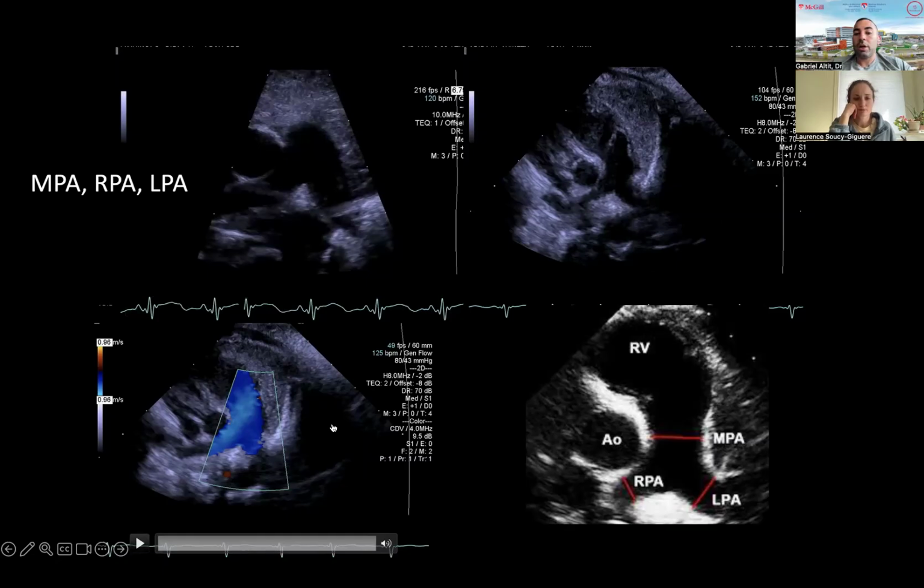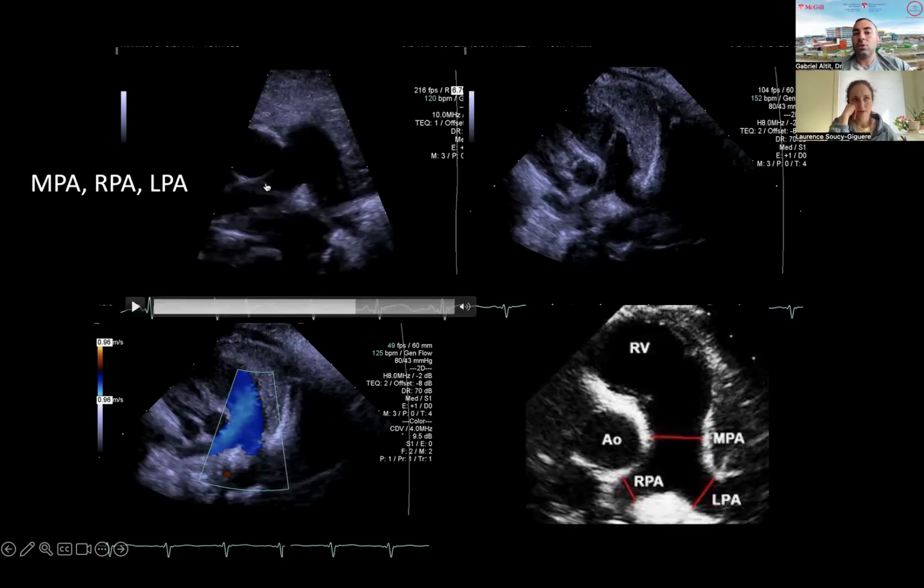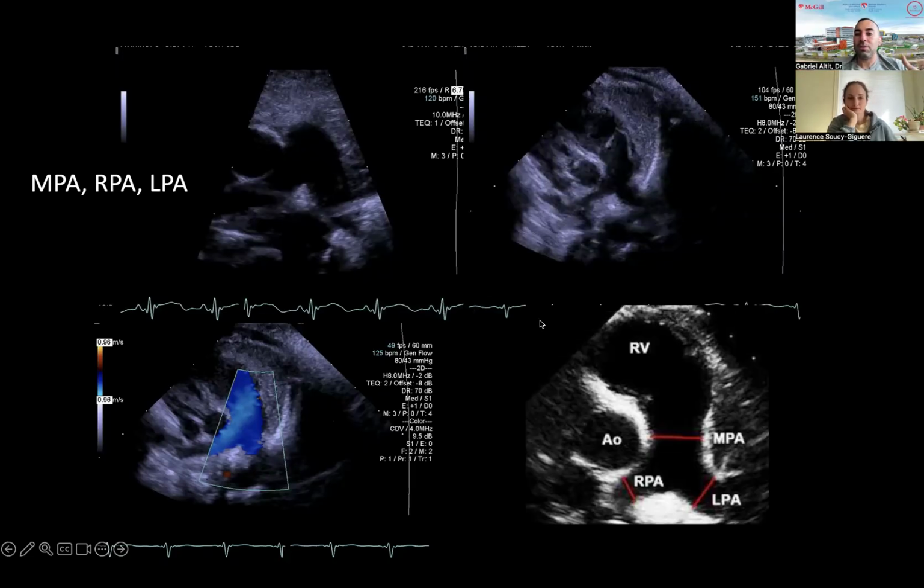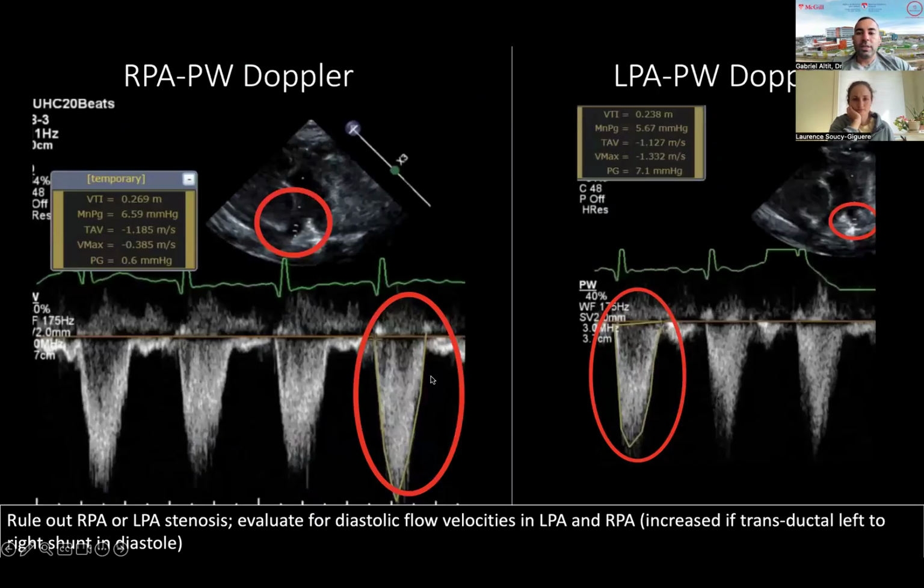So if you have, for example, a large left-to-right shunt, this is a place you want to see: is there a diastolic flow in my RPA or LPA that is kind of fed by the PDA? It's a sign that the PDA might be excessively feeding your pulmonary arteries. And that's what I mean by doing Doppler. So you can do Doppler. Here you see that there's almost no diastolic flow in this RPA or in this LPA.